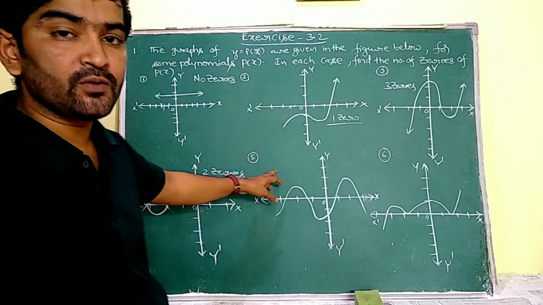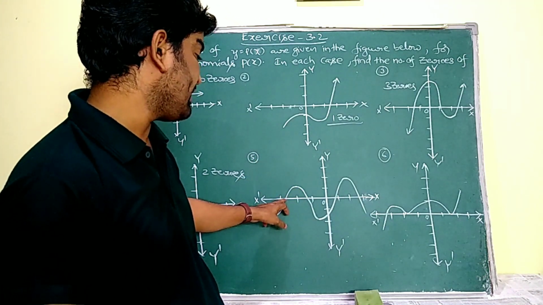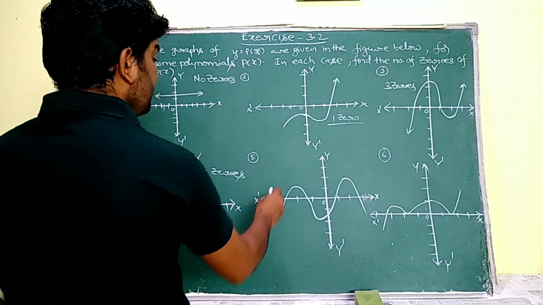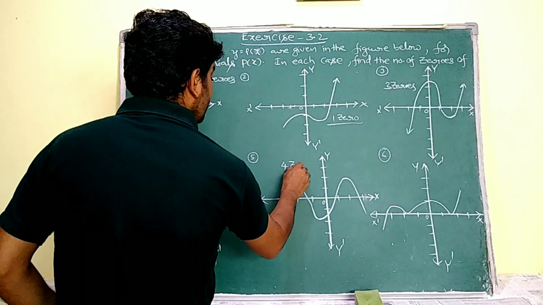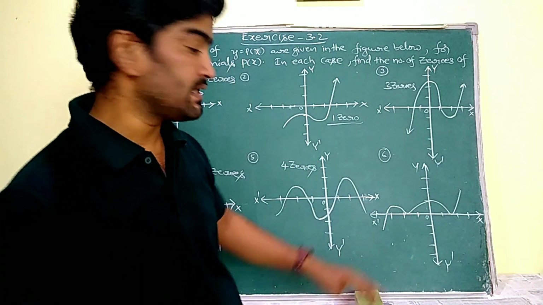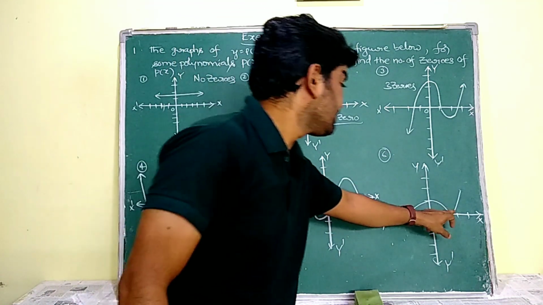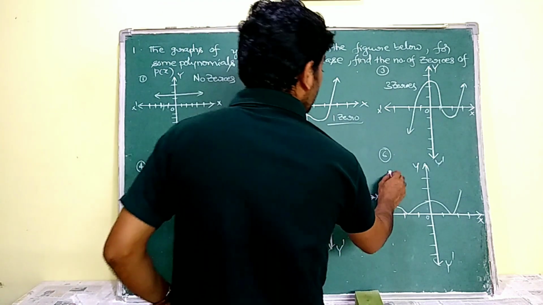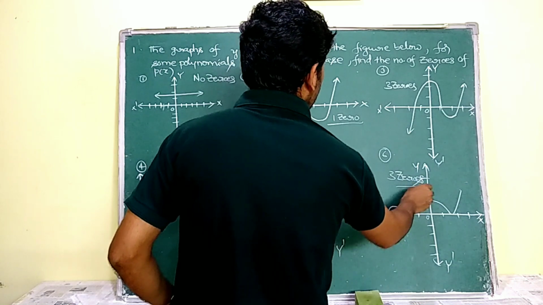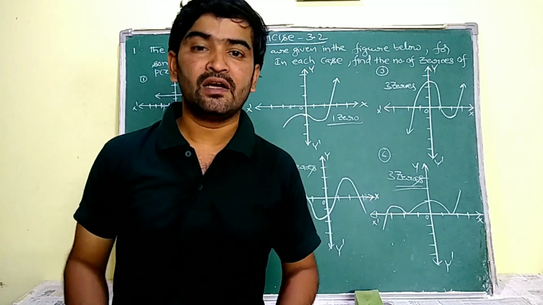Now coming to the fifth one. See here, this fifth one touches or intersects the x-axis at 1, 2, 3, 4 points. So it is having 4 zeros. Now coming to the sixth one. See, here this graph touches the x-axis at 1, 2, 3. So it is having 3 zeros. So in this way we are going to calculate the number of zeros of any polynomial graphically.